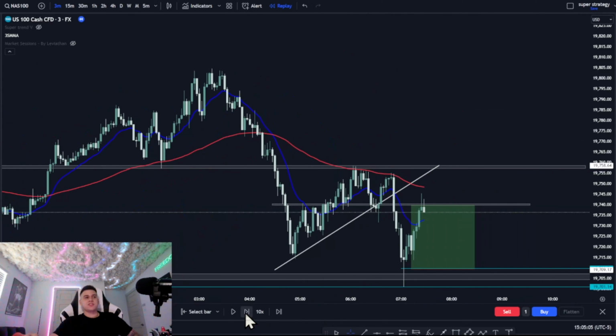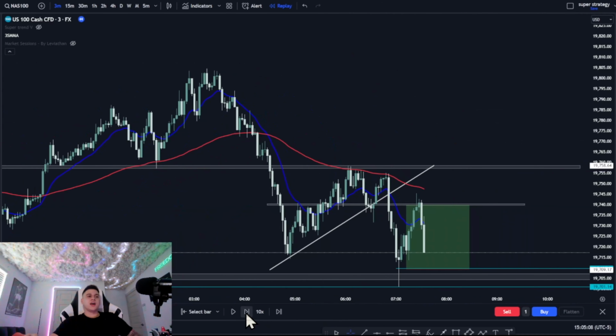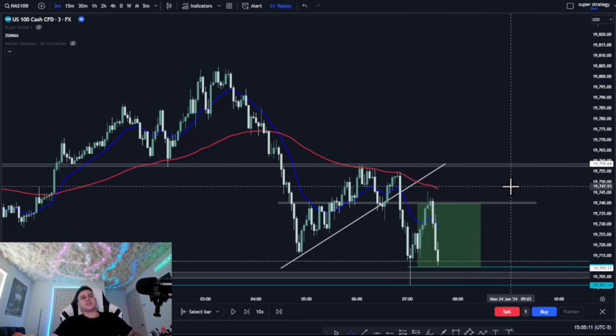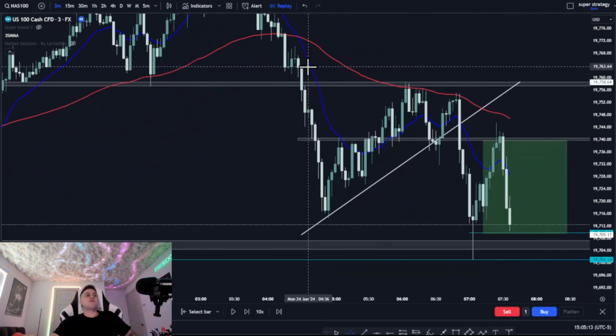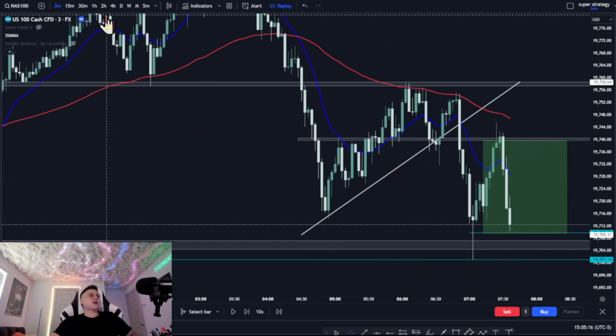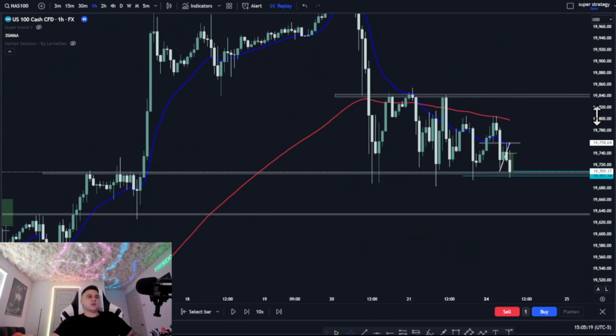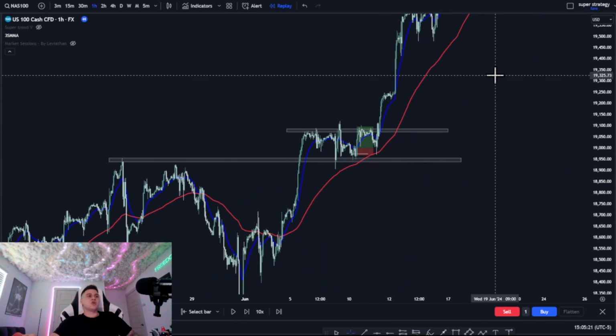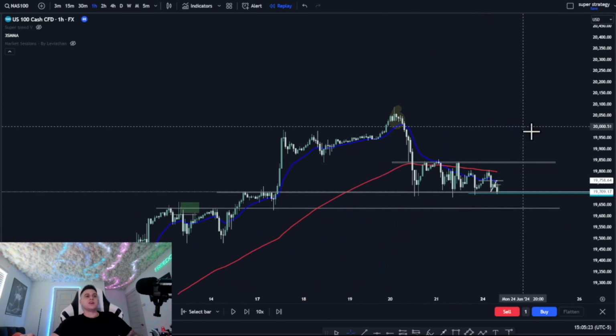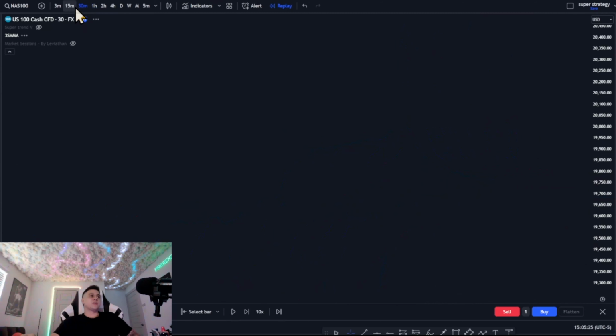So I held the position, the full runner was held, and price eventually did come back down and stop me out at break even. Unfortunately, it was due to the fact that, if you're noticing on Nas100, price has run up so much with no real retracement. So this could be that real retracement that we're looking for.